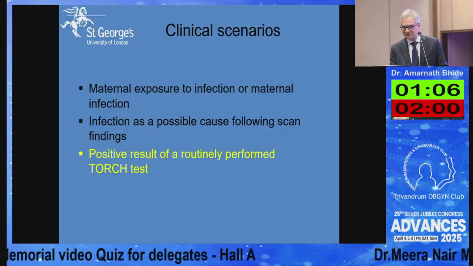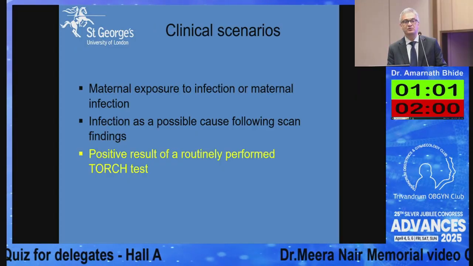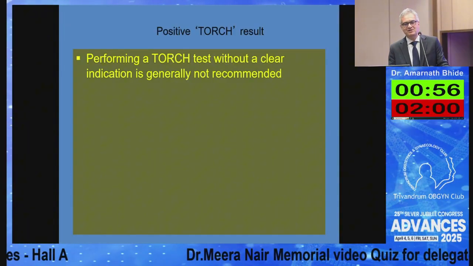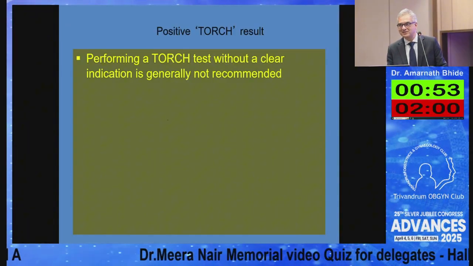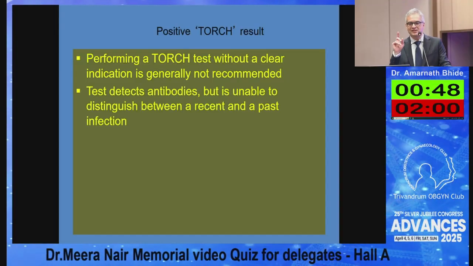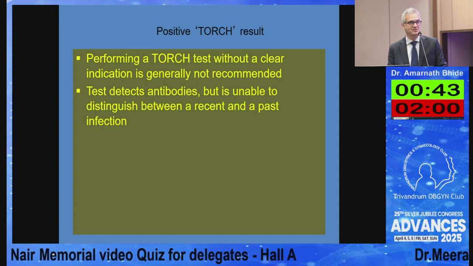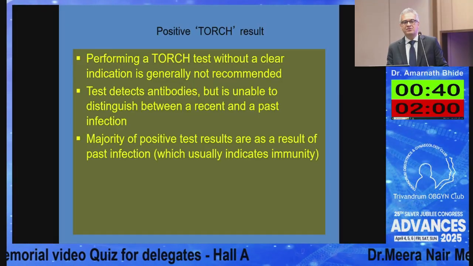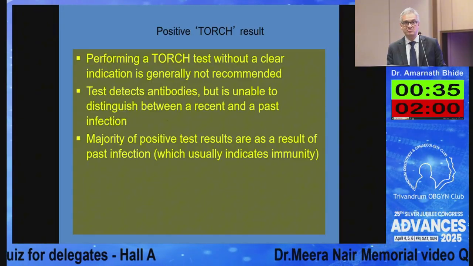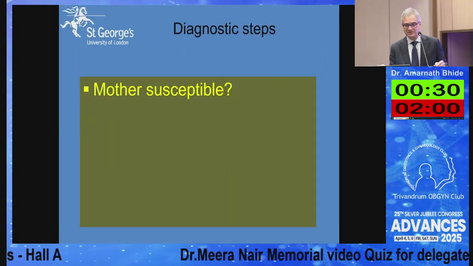Lastly, positive result of a routinely performed infection screen. So in general, performing TORCH tests without a clear indication is not a good idea because all that you will get is a lot of headache. The test detects antibody but is unable to distinguish between a recent and a past infection. Majority of the positive tests are likely because of past infection, which usually indicates immunity. It's a good result to have an IgG positivity.